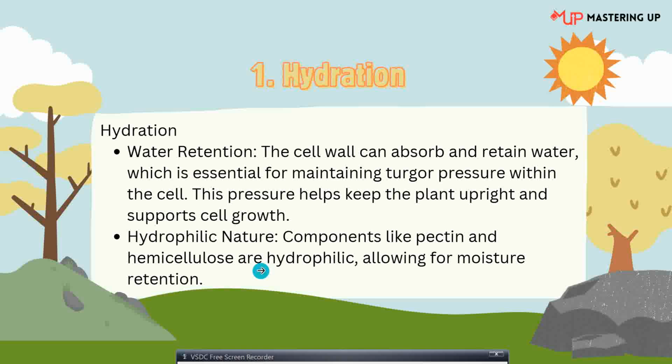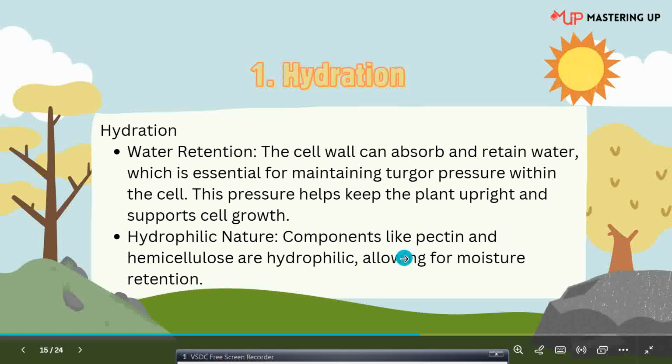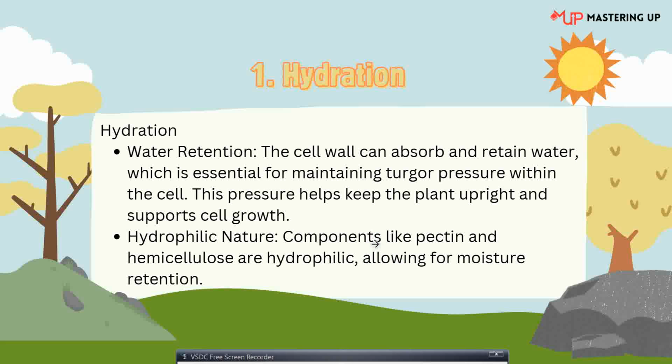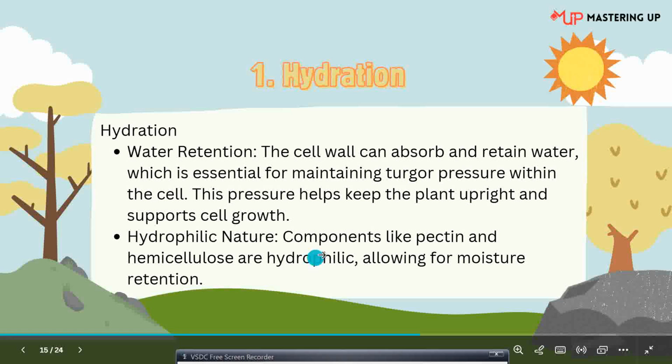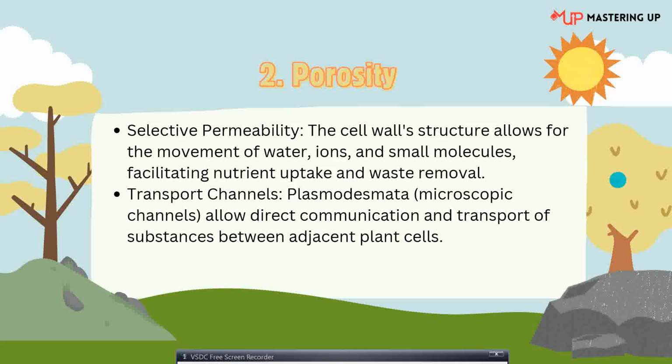Now the hydrophilic nature. Components like pectin and hemicellulose are hydrophilic, allowing for moisture retention. But do you know what is hydrophilic? They are water loving. Hydro means water and philic means loving. So basically these components of the composition, like pectin and hemicellulose, are hydrophilic in nature. That's why moisture retention will be present. Now the porosity, we already discussed.